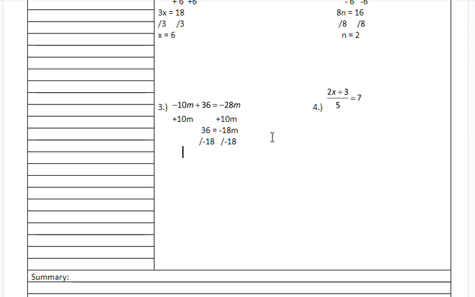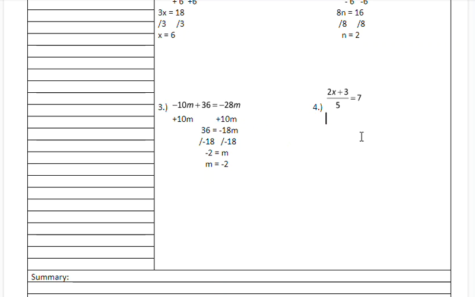So now I'm going to get that negative 2 equals m, which I could always rewrite as m equals negative 2. Plug that back in and check. Negative 2 times negative 10 gives me positive 20. 20 plus 36 gives me 56. And if I come over here, negative 28 times negative 2 gives me positive 56. They equal the same number, which means my answer is correct.